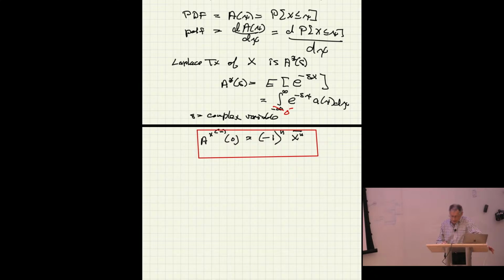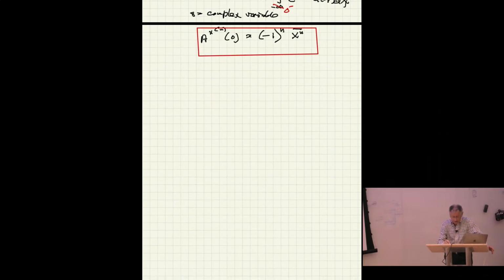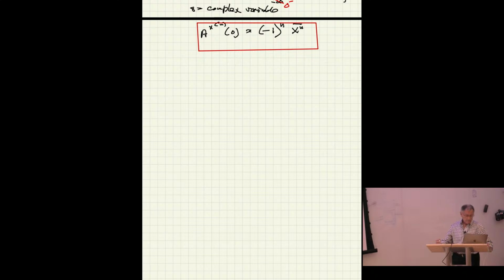Now it's clear that these three things I've circled, all relating to the nth moment, have the following relationship, which is easy to write out. It says that the characteristic function phi sub x of a variable sj, I'm putting it in terms of s now, I'm letting v be sj, is equal to the moment generating function with respect to x of minus s, which is equal to the Laplace transform A star of s.